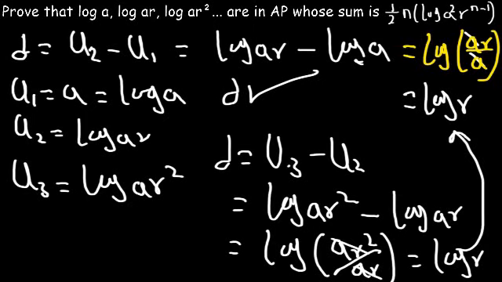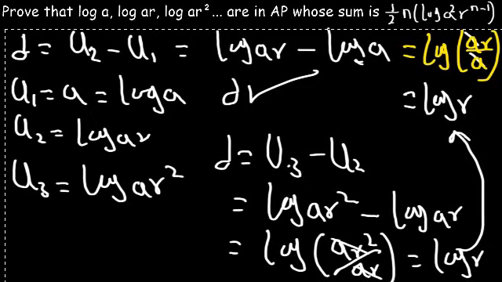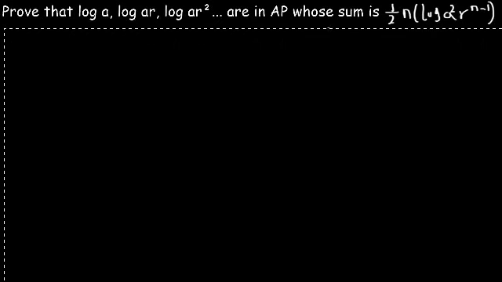proceed to the next one, which says that the sum is n over 2 multiplied by log of a squared r to the power n minus 1. Now that you have the value of d and the value of a, you can just plug it in to verify it. Okay, so don't forget to write it down. The value of d is log of r and the value of a is log of a. Perfect.